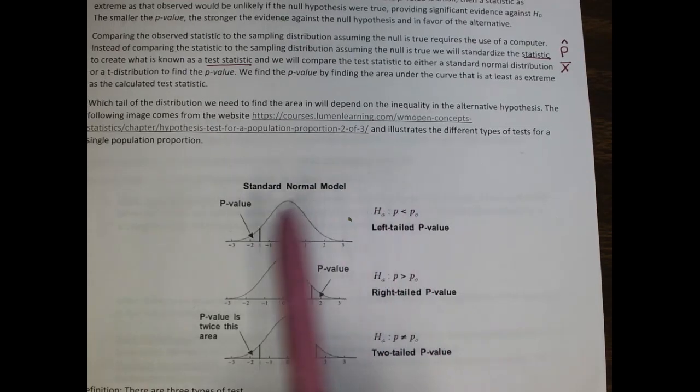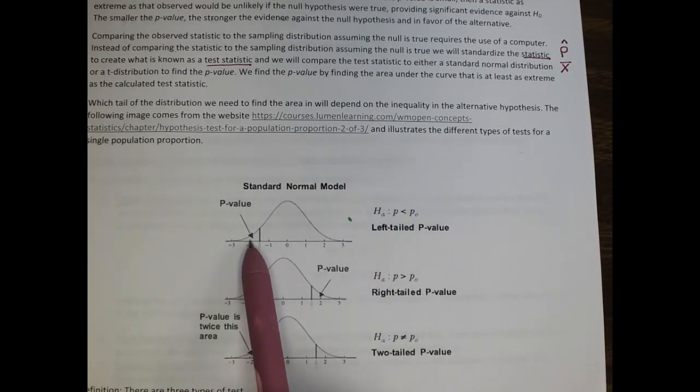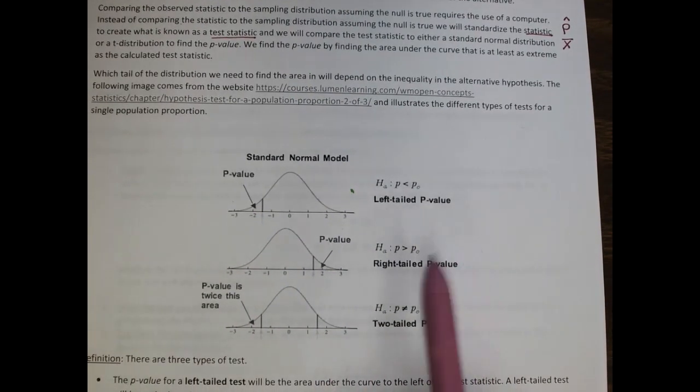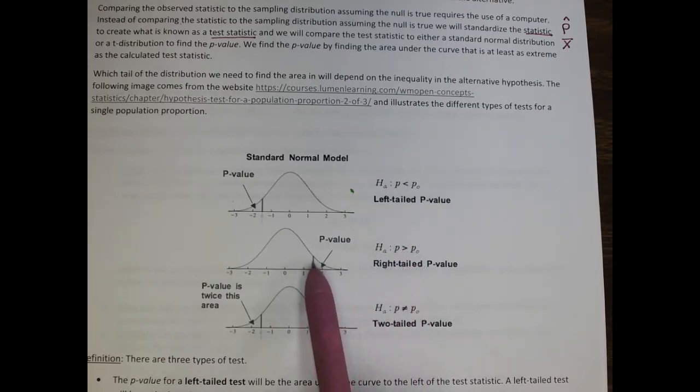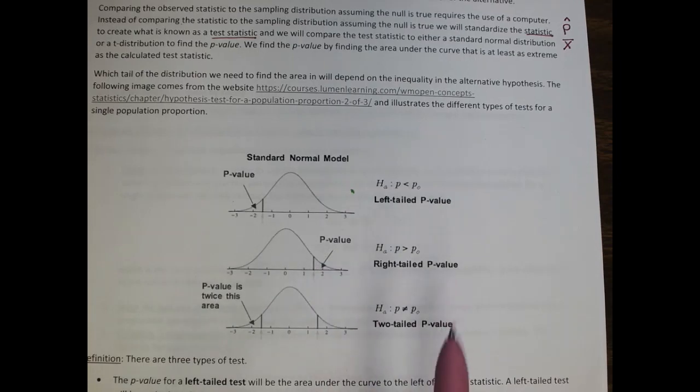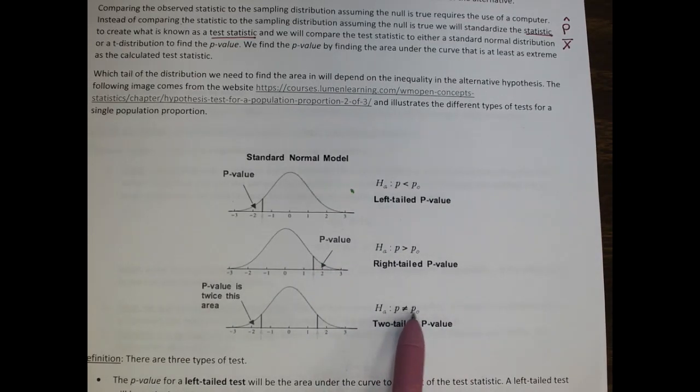The further a test statistic is away from the center of the distribution, the smaller the p-value. The smaller the p-value, the greater the evidence against the null hypothesis. So let's look at an example. I apologize, this has been split between two pages here. On your notes, it'll just be on page 12.